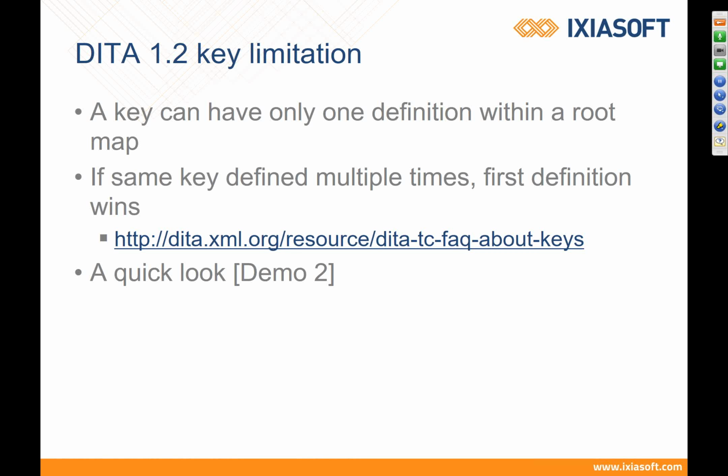Moving on, so that's how keys originally worked in DITA 1.2. Now, there was one really big limitation to this. As wonderful as keys were, and as excited as we all were about them, once we started implementing them, we ran up against a bit of a wall. And that was that a key can only have one definition within a root map. So if the same key is defined multiple times, the first definition wins.